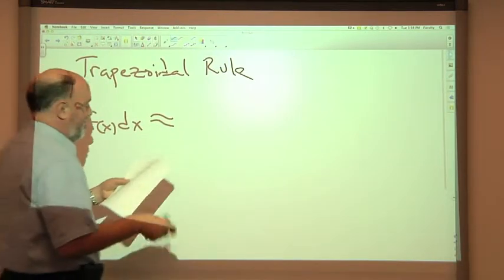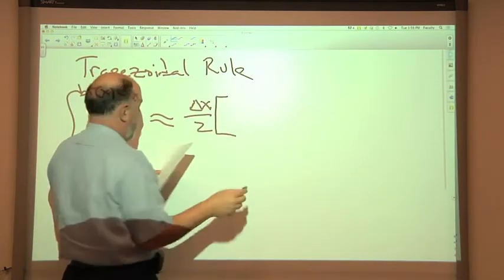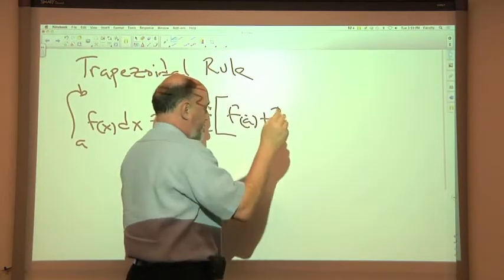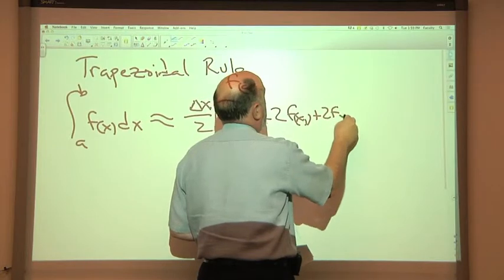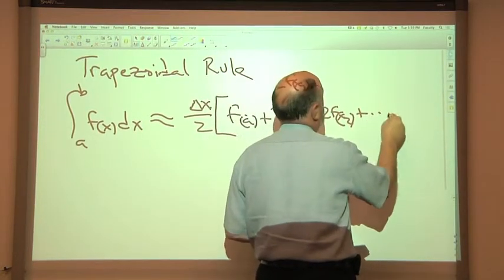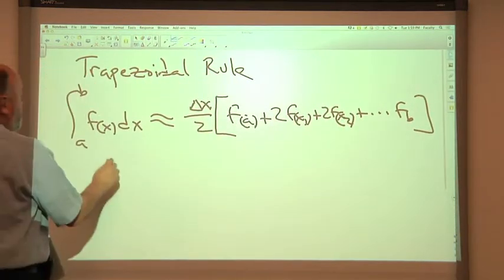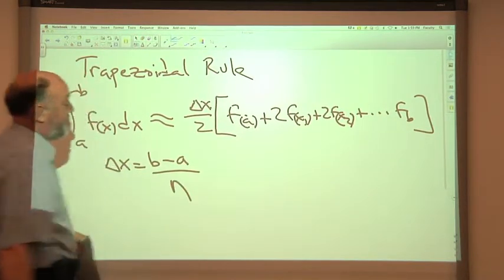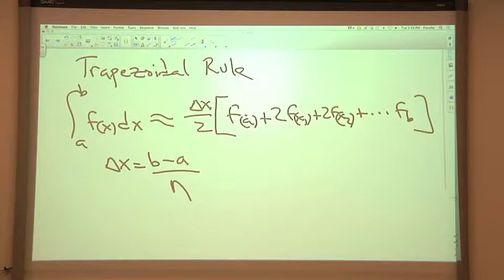delta x over 2 times f of a, plus 2 times f of x1, plus 2 times f of x2, plus dot dot dot, plus f of b. Okay. And delta x is given by b minus a over n. So basically in the problem they have to tell you how many trapezoids you are doing. They'll have to tell you what n is here.